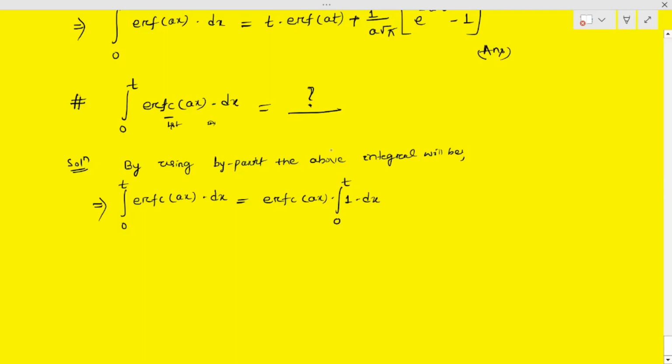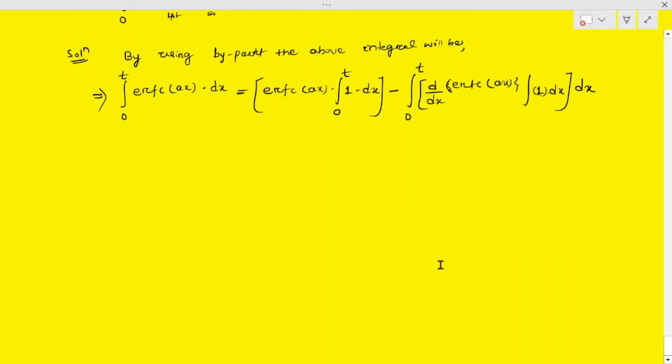Then minus integration 0 to t, derivative with respect to x of the first function, complementary error function of ax, then integration of the second function, whole integration with respect to x.